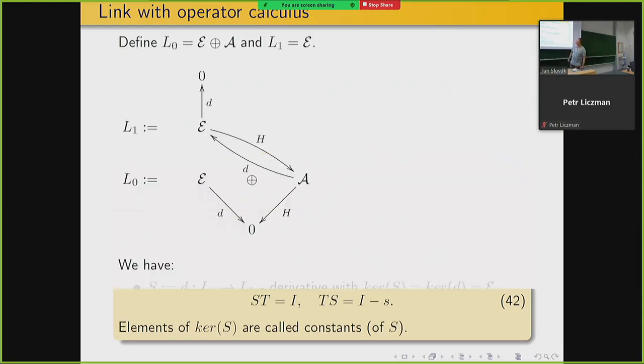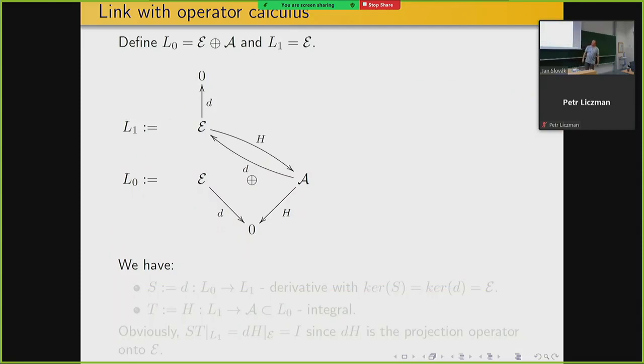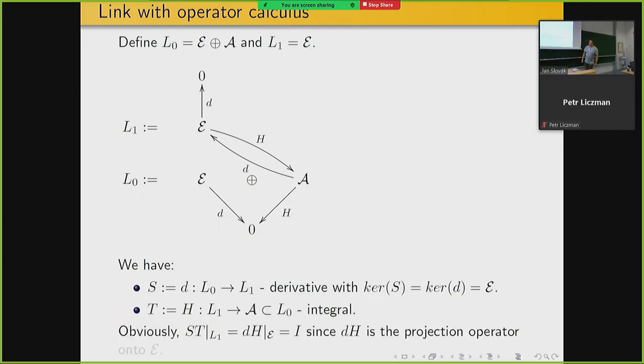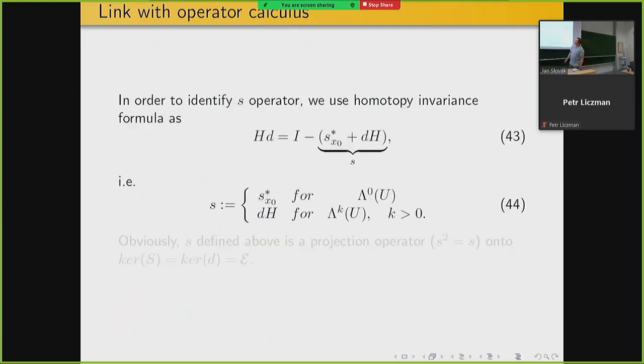Okay, and if you look at the action of the homotopy operator and the exterior derivative, you can also find this structure. L0 is the sum of exact and anti-exact forms, and L1 is the space of exact forms, and H acts here, D acts here, and also D takes exact forms to the kernel, and H takes anti-exact forms to the kernel. Okay, so here's also a summary of this. Taking this homotopy invariance formula, you have H, D is equal to identity minus something, and this something is exactly the projection on the boundary, which for zero forms is this operator, and for non-zero forms is this operator.